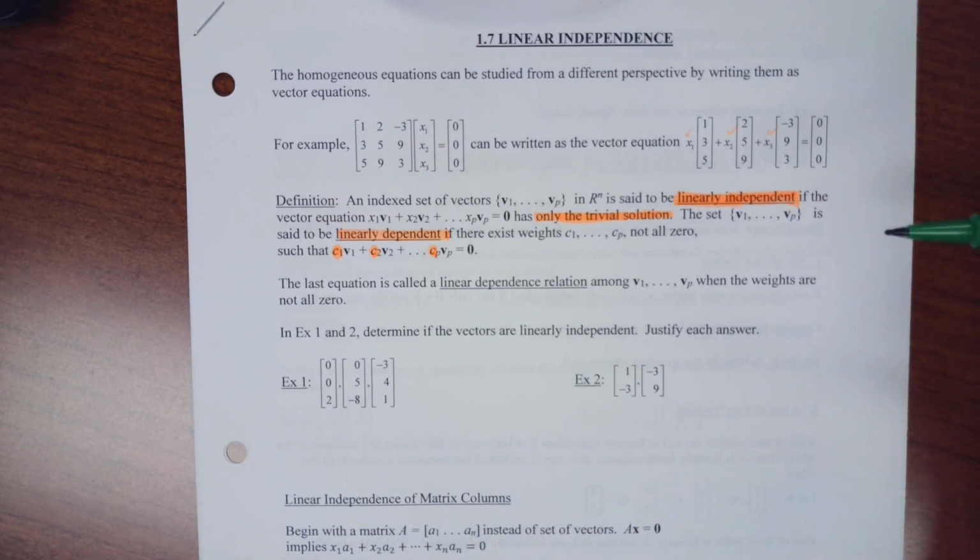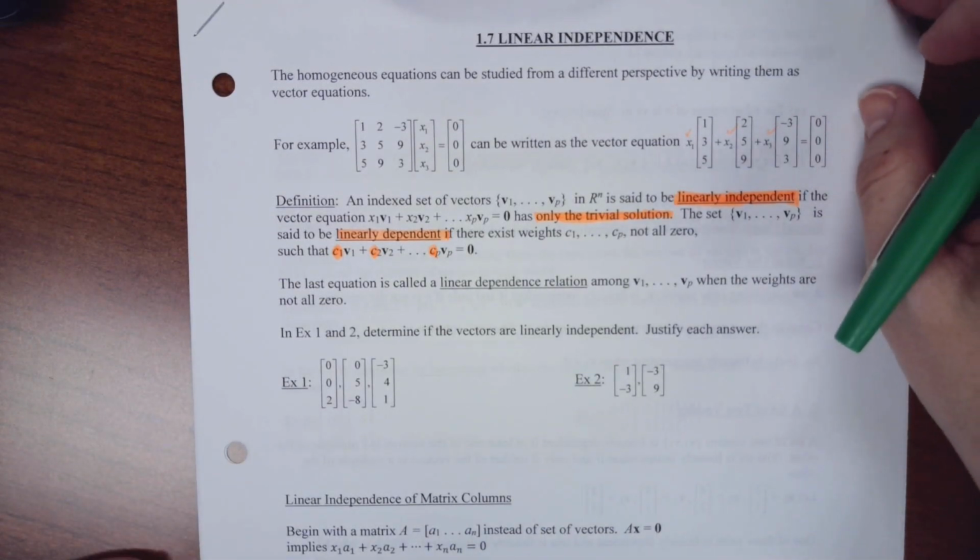Okay? So if that's the only time that you can get this equation to be true, then you know that these vectors that created this system of equations are linearly independent. And if not, if there exists another answer or different weights, then they are linearly dependent. All right, so let's look at these examples down here.